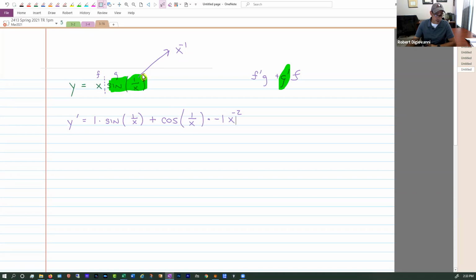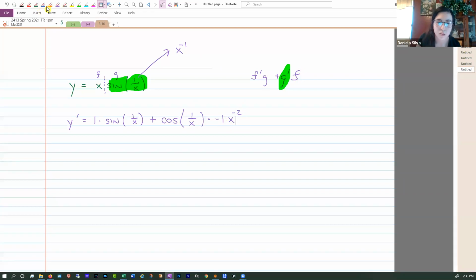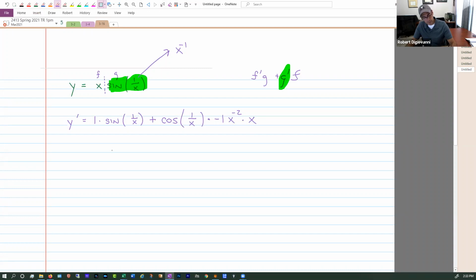That's it. You've taken the derivative of g now, right? Outer layer, boom, here, times derivative of the inner layer here. Got it. And now all you're missing is from the product rule, the f, right? Yeah. F here is x. There we go. We're done.